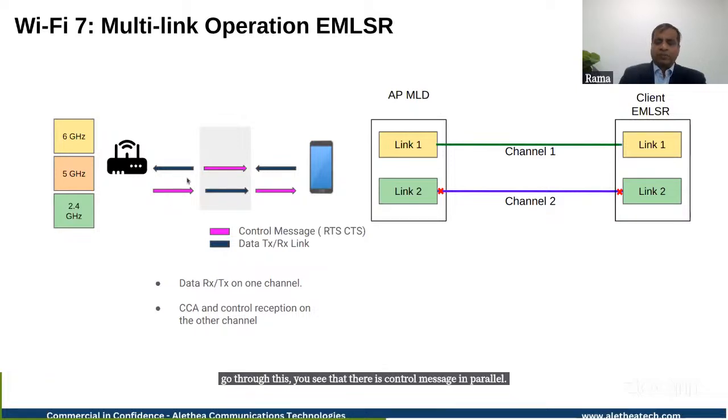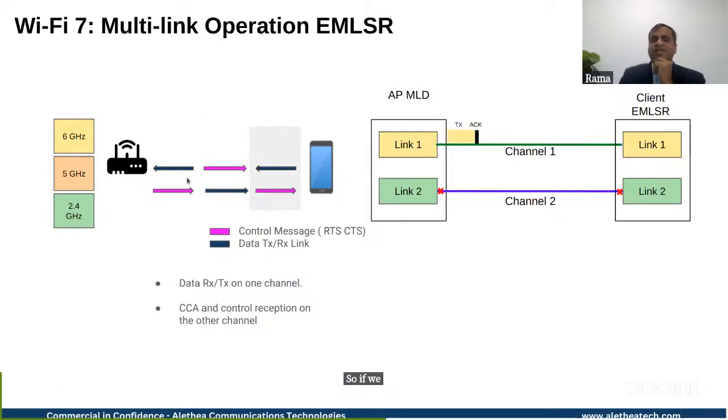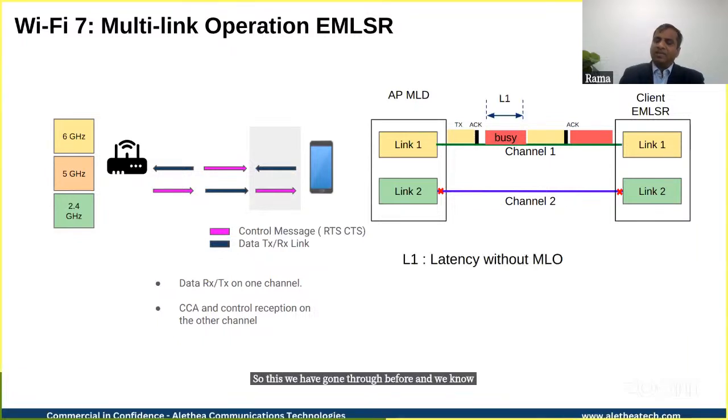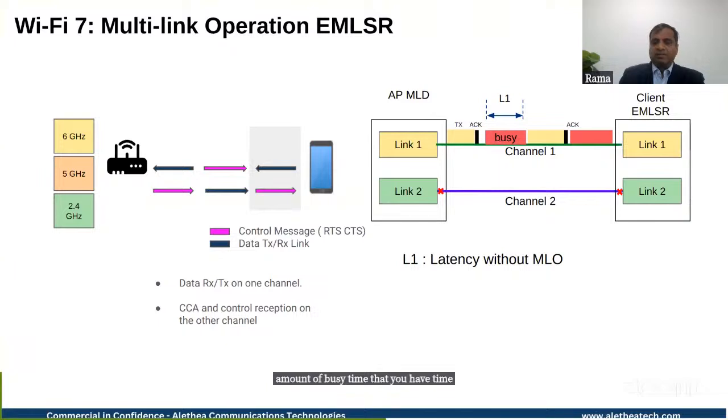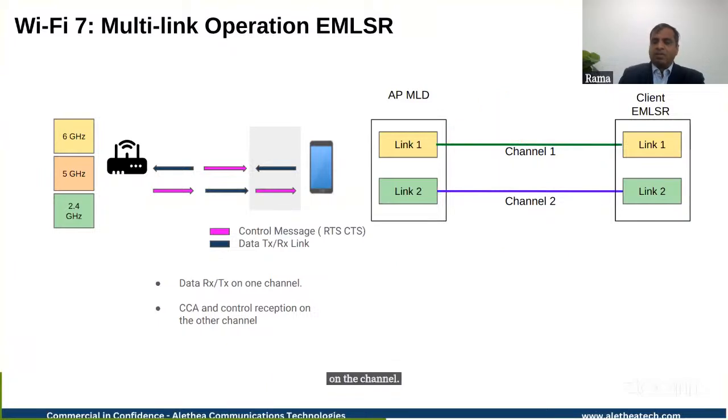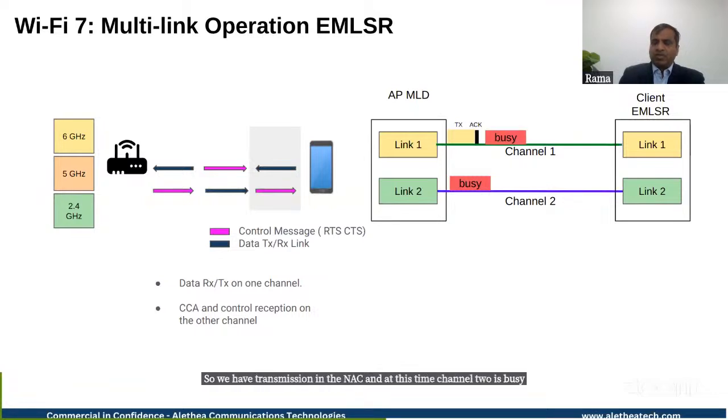There's no problem. So if we go back to our illustration, when there is only one link, you have transmission, you have an ACK, then it's busy. We have transmission again and an ACK, and it's again busy. This we have gone through before, and we know what is the latency. Latency is the amount of busy time that you have on the channel. And now if we have two links, we have transmission and an ACK, and at this time channel 2 is busy. Then when channel 1 is busy, we have the availability of channel 2.